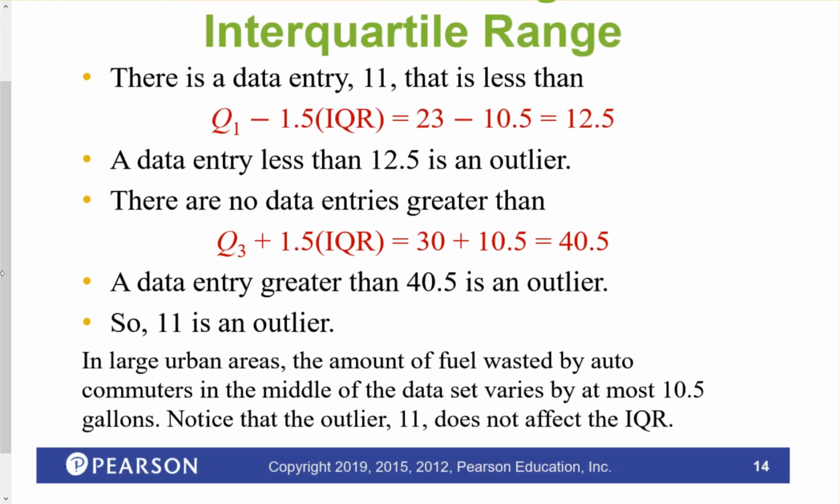Okay, so in large urban areas, the amount of fuel wasted by auto commuters in the middle of the data set varies by at most 10.5 gallons. Notice that the outlier does not affect the IQR.